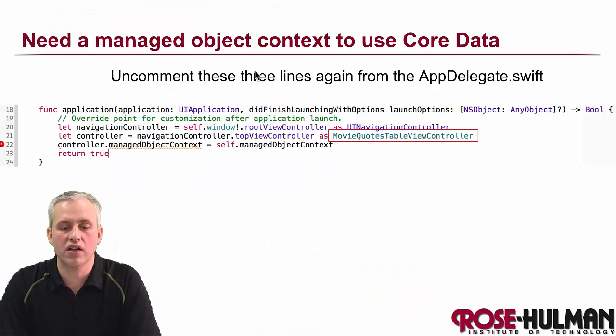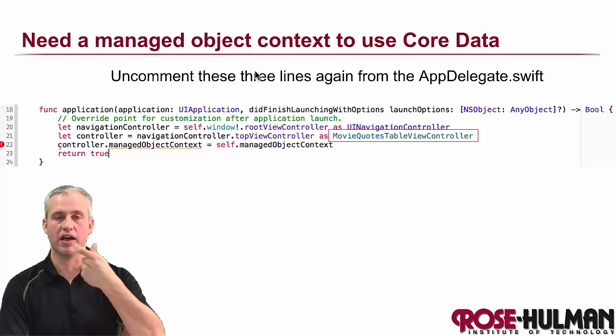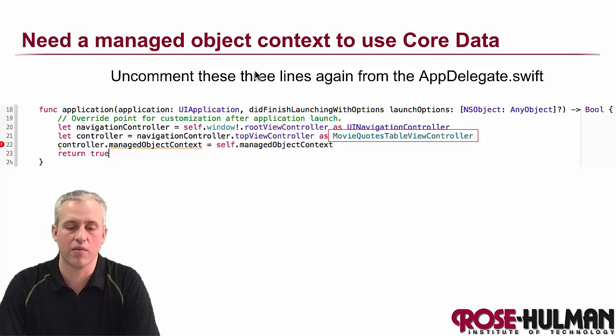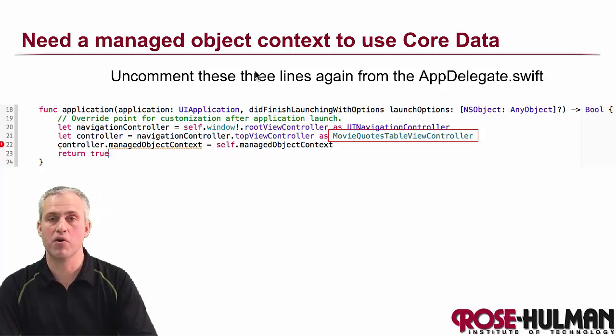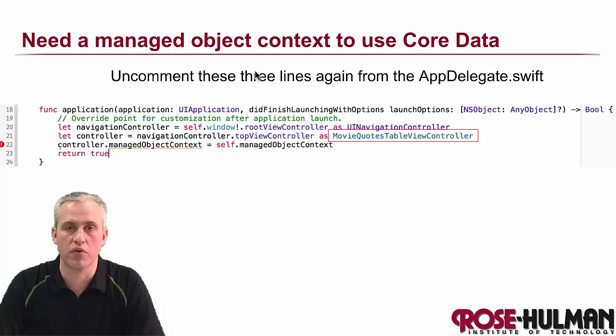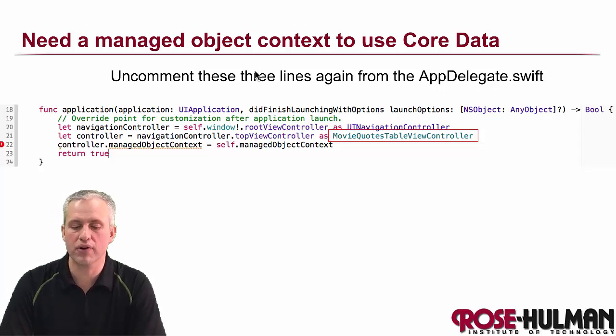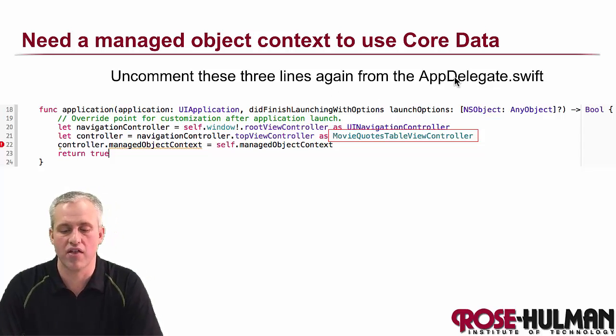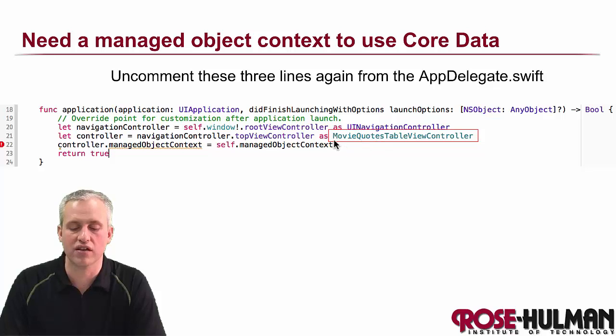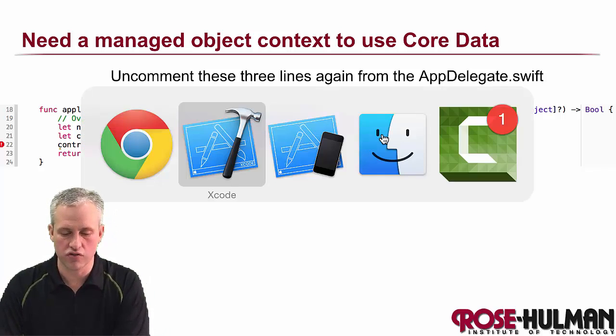Step number two is that we need the managed object context. So this is the gateway to using Core Data. If you remember our very first video lecture where we were breaking the template, there were 3 lines in the app delegate that we commented out. We're going to put those back, so we're going to uncomment them again, and we're going to change the class to MovieQuotesTableViewController. So let's just go ahead and do that.